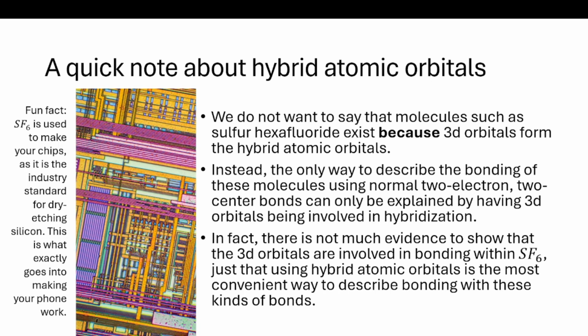Anyways, going on about hybrid atomic orbitals, we have to be careful when we're talking about them. And that's because we don't want to say that molecules such as sulfur hexafluoride simply exist because 3d orbitals form the hybrid atomic orbitals. Instead, what we want to say is that hybridization is the only rational explanation that we have for describing bonding using normal 2-electron, 2-center bonds. And 2-electron, 2-center bonds are essentially just your normal bond between two different atoms.